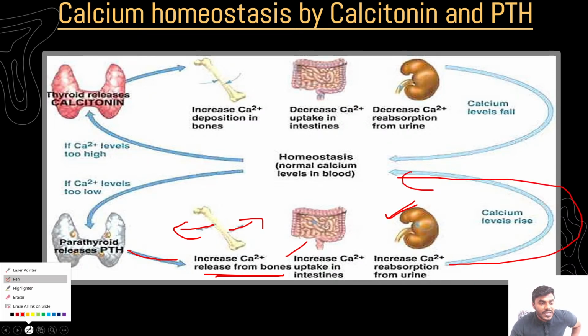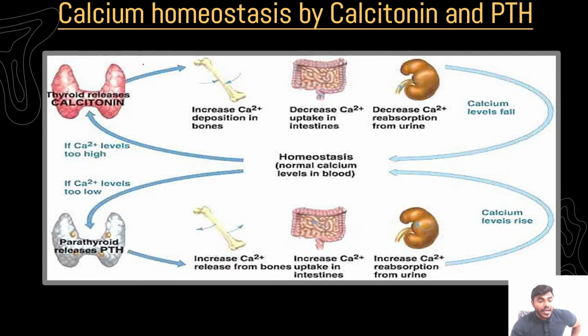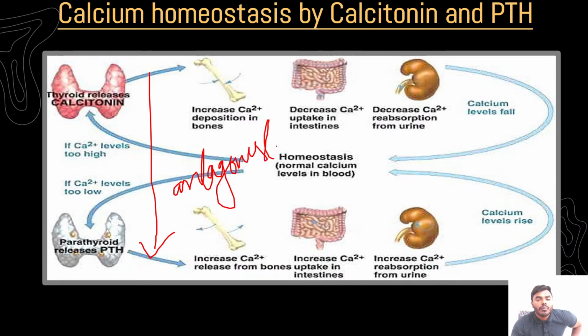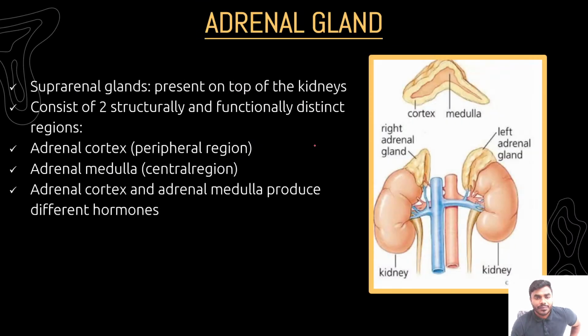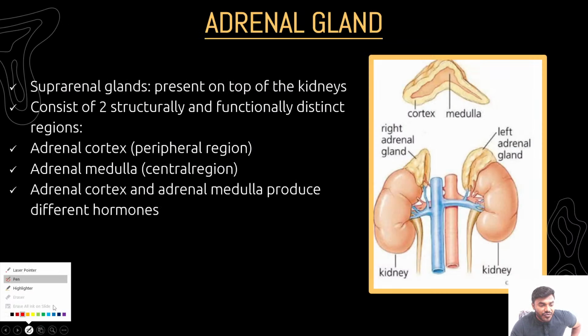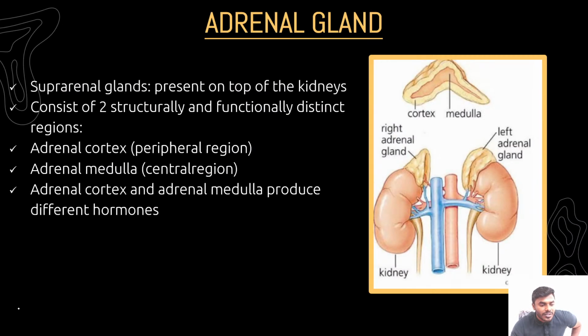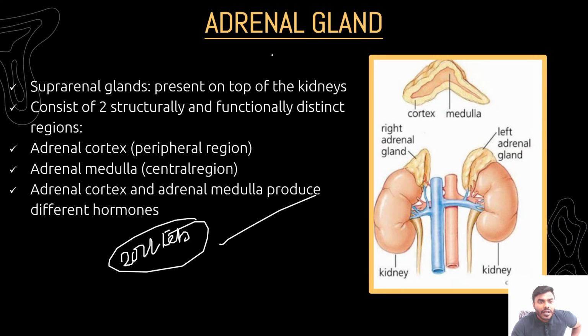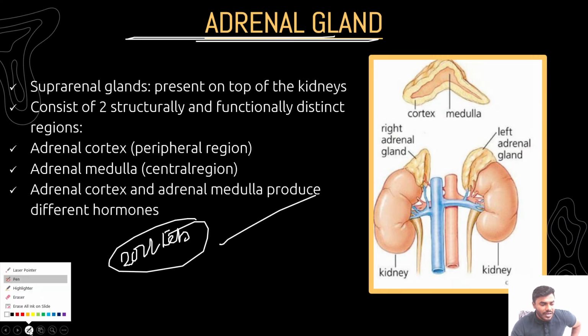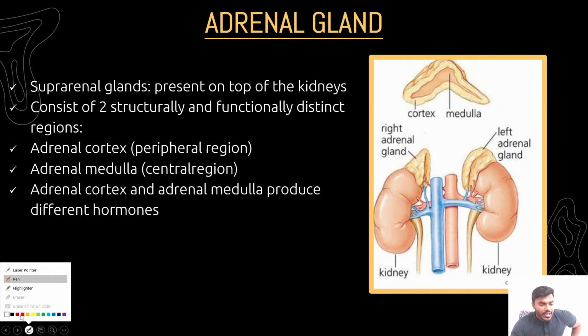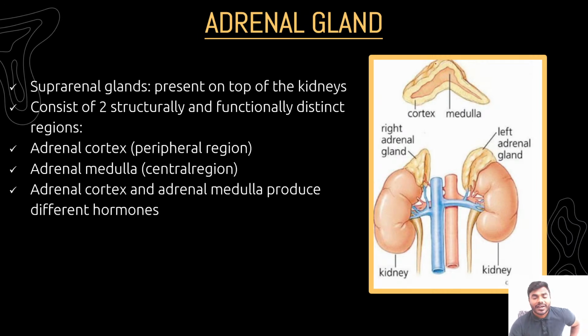So actually calcitonin and parathyroid hormone are acting oppositely. That is the reason we can say both hormones are antagonistic to each other. Do not get confused with that. So now the last and final one, from which we got a question in our February 2022 paper, that is the adrenal gland. Okay, so all the students follow me very correctly.